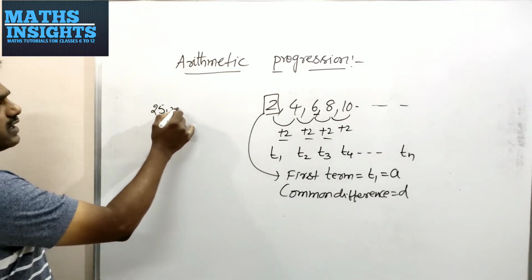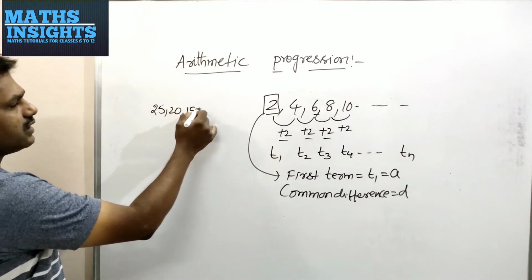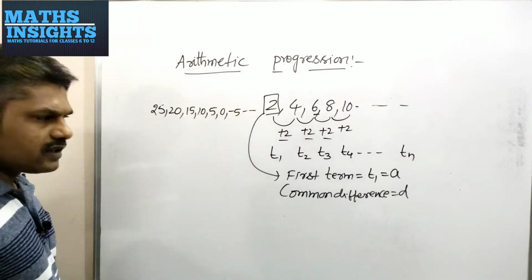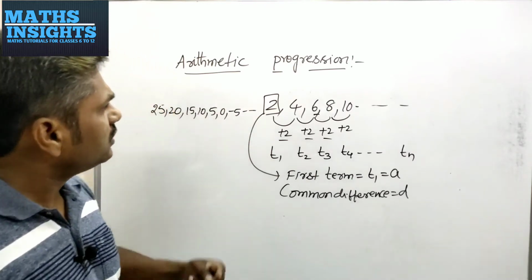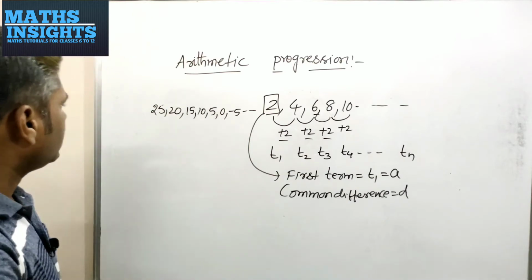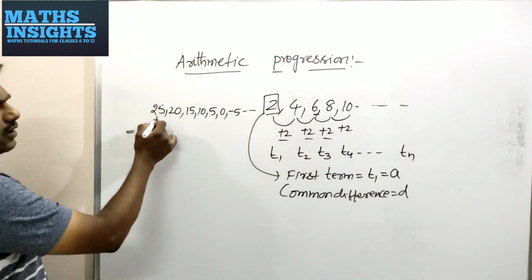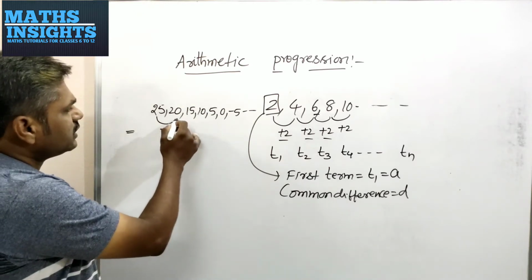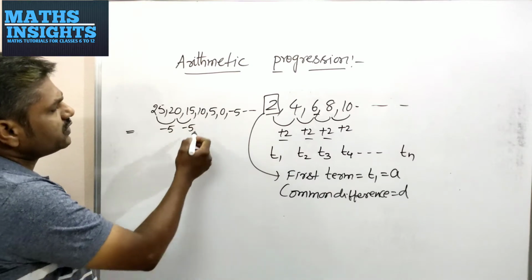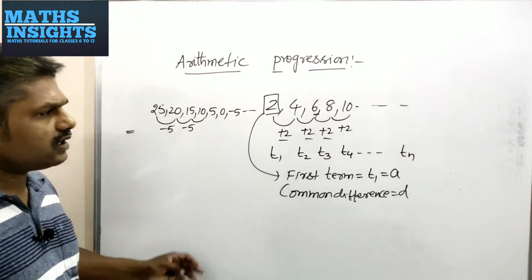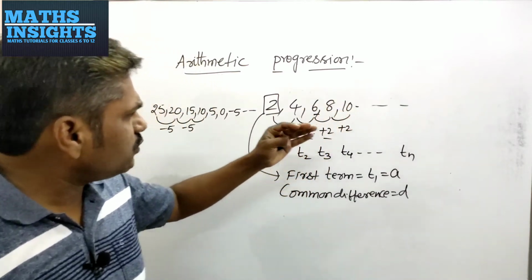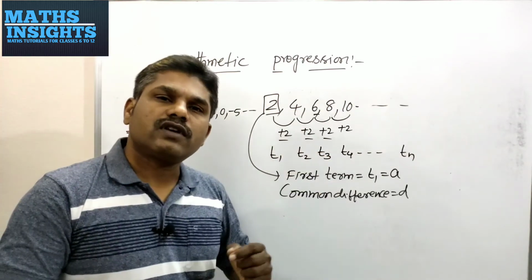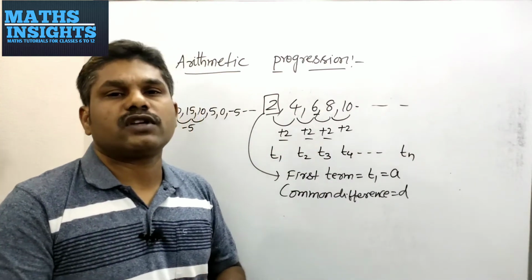25, 20, 15, 10, 5, 0, minus 5 and so on. This is also an example for arithmetic progression. See, if you subtract 5 from 25, you will get 20, minus 5, 15, minus 5, 10 and so on. These two examples are for arithmetic progressions, and these two will have a particular formula to obtain a particular term.